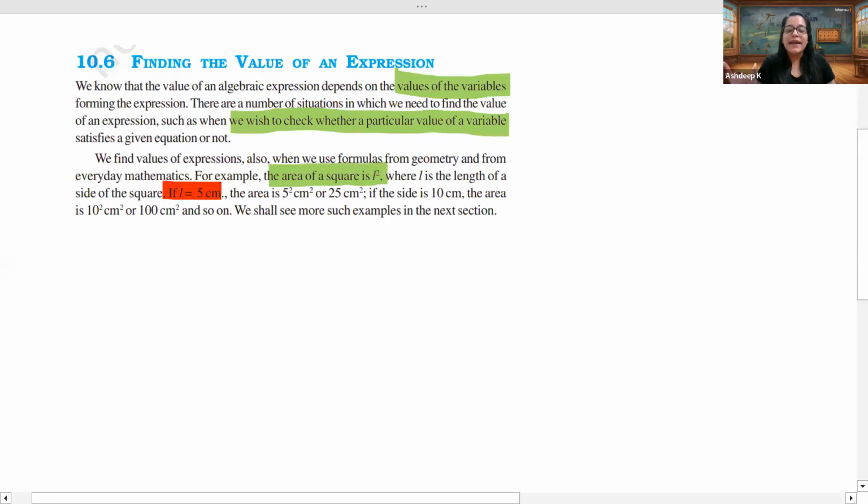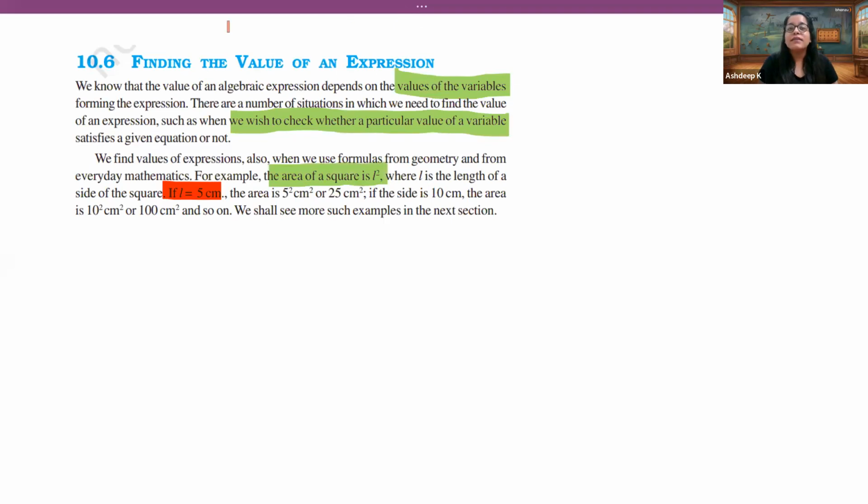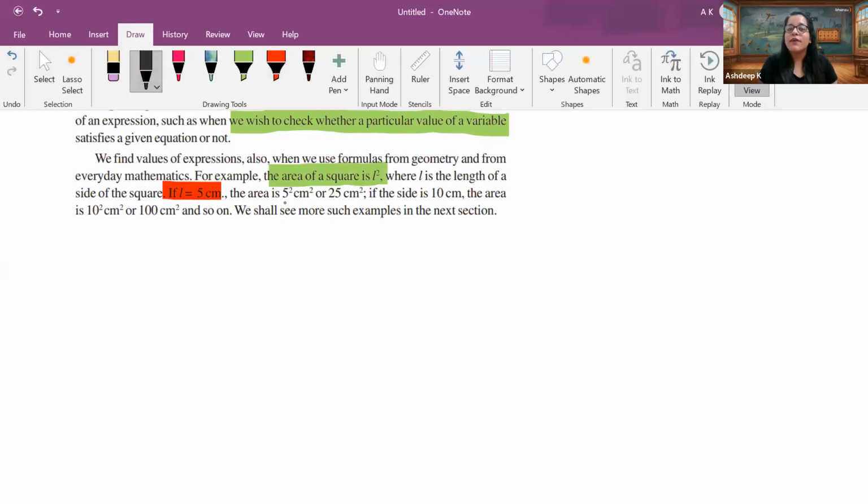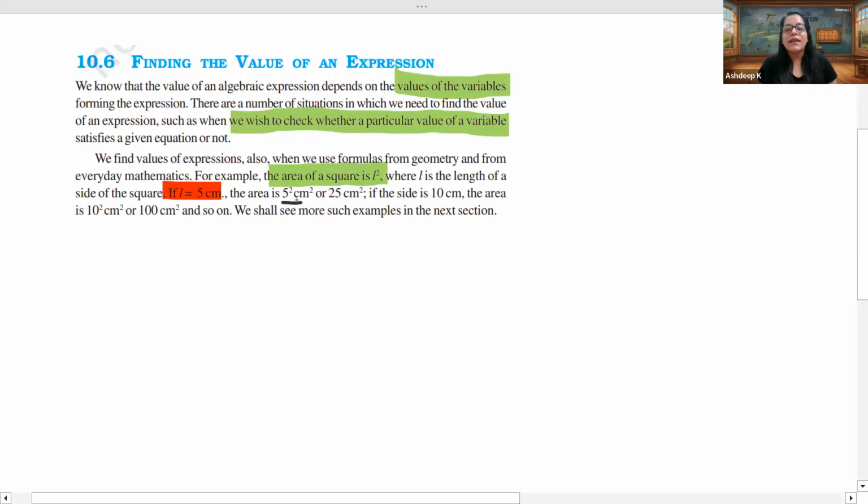L, which is the side of the square, and the value of L is given to us as 5. So that means the area of the square would be simply what? 5 square, and 5 square is nothing but 25 centimeters square. Right. Similarly, if the side is 10, it would be 10 square, that is again 100 centimeters square. Similarly, if the value of L is 11, it would be 11 square, that is 121 centimeters square.